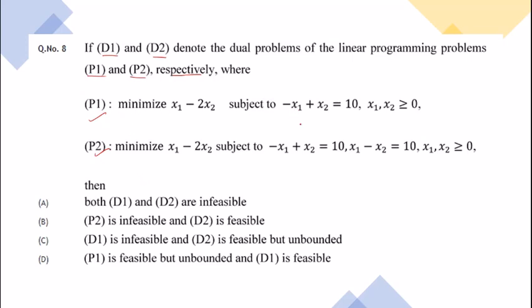Since both of these problems are two variable problems, and we very well know that two variable problems can be solved graphically, there is no need to apply the simplex method. So very quickly we can draw the feasible region for P1, and let's see what is the structure of P1. So I'll be drawing the feasible region of problem P1.